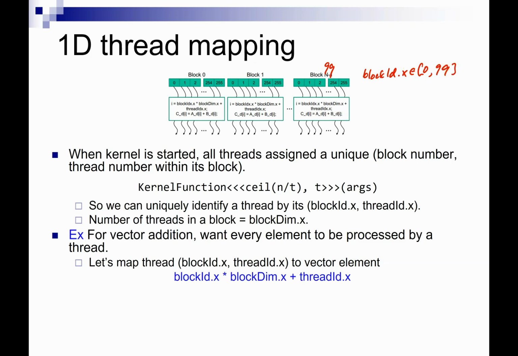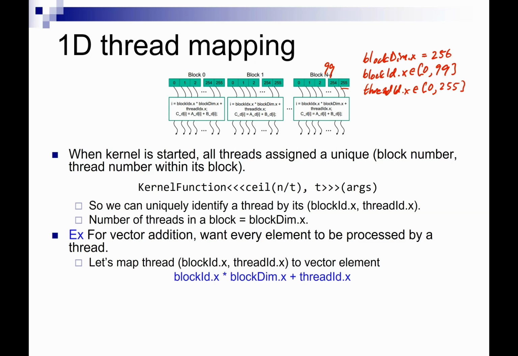And then this block dimension, block dim dot x, is how many threads are in each block. That's 256. And the thread ID dot x is going to be a number between 0 and 255, because it's the ID of a thread within its thread block.